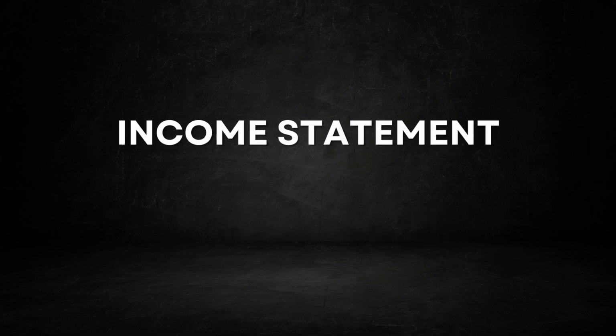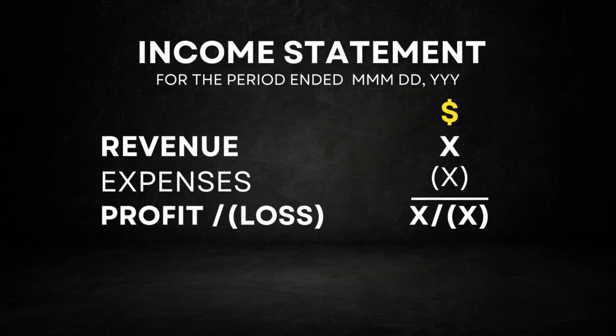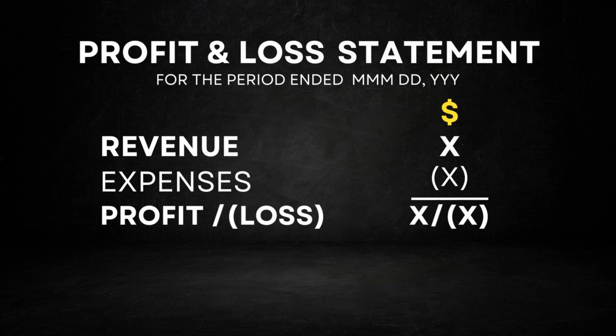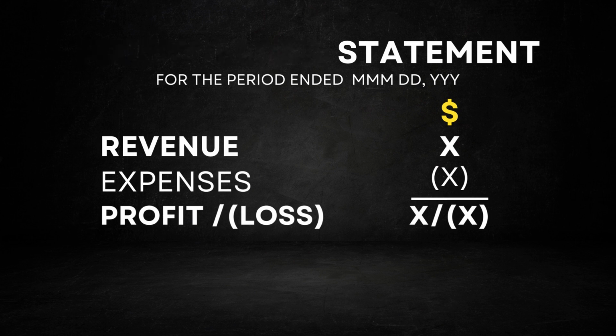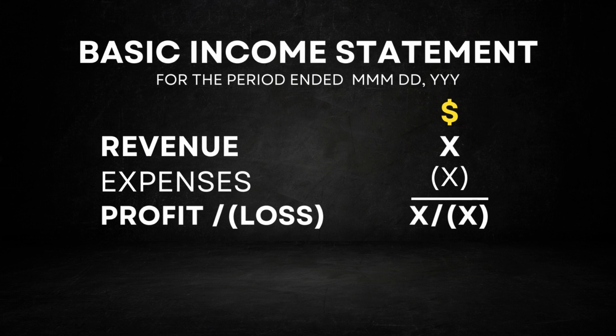The income statement is a financial report that summarizes a business's revenues and expenses over a period of time. It's pretty simple. You take a business's revenue and subtract its expenses. The result is either a profit or a loss. That's why it's often referred to as the profit and loss statement or the P&L. For this video, we'll call it the basic income statement.